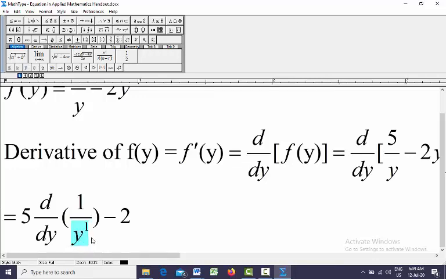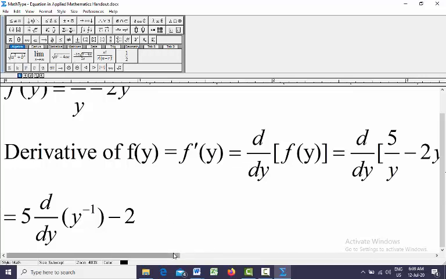So how do we do that? When you bring a variable from the denominator to the numerator, the power becomes negative. That means if you want to bring this one up, the power will become negative.